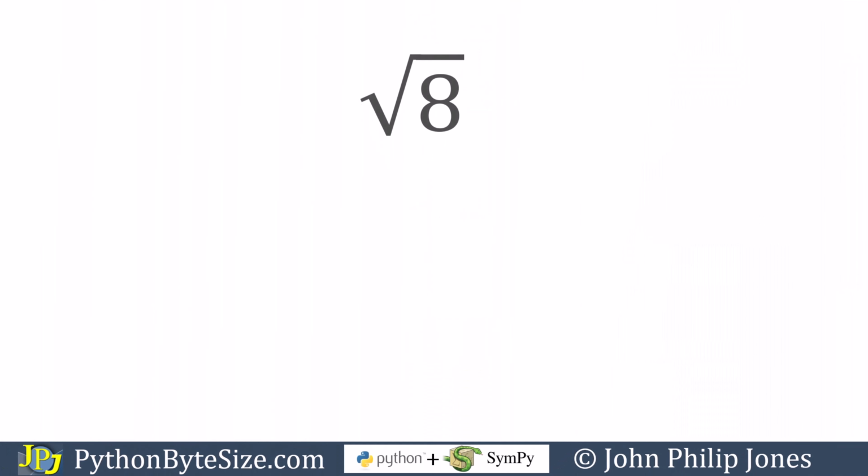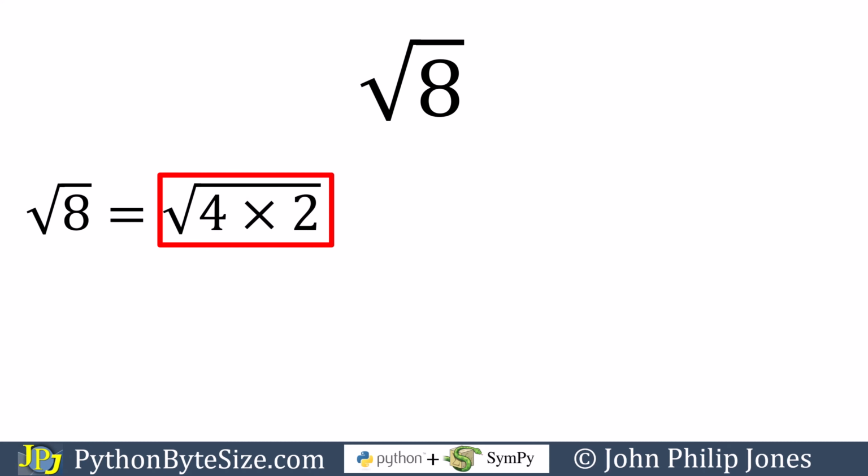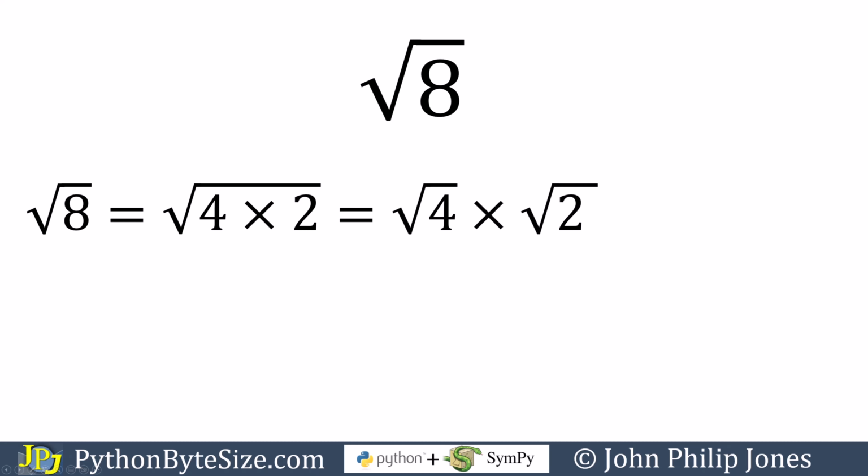So let's consider the square root of 8. And we can write this down as shown here. The square root, and under the square root symbol, we have 4 times 2, because obviously 4 times 2 is 8. We can continue and write out this, the square root of 4 multiplied by the square root of 2. And if you consider this, you can see that the multiplication sign no longer exists under the square root symbol.